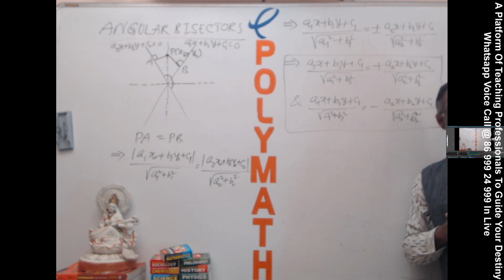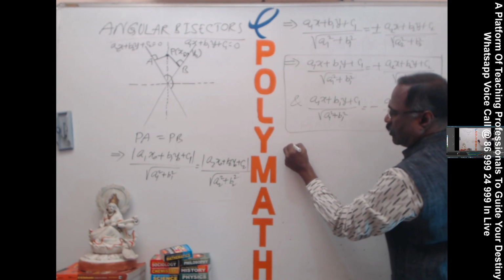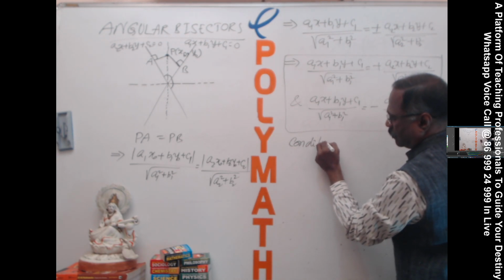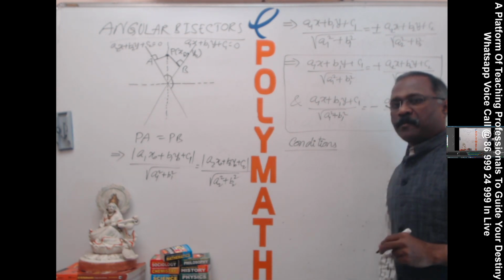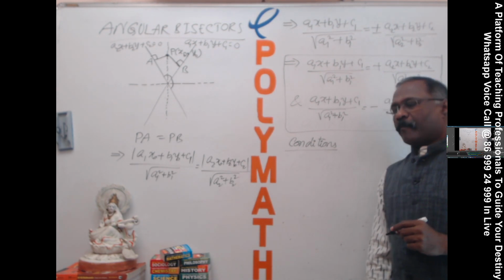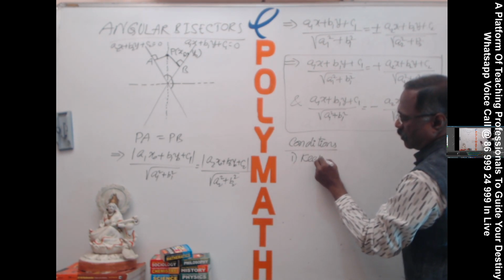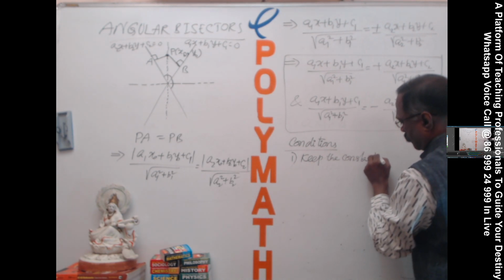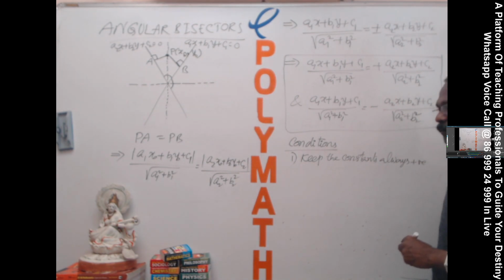For that, you have the conditions. Condition number one is very important for the objectives. Generally, in the board level, these are not taken. It is mainly for the objective questions. Always number one: keep the constants always positive. What does it mean? I'll explain that.